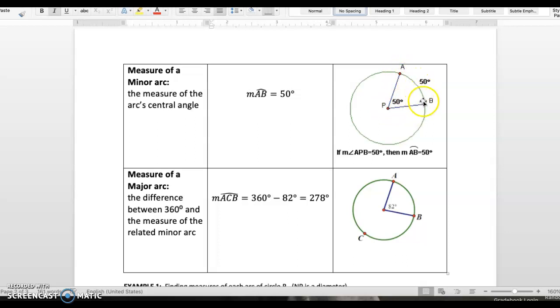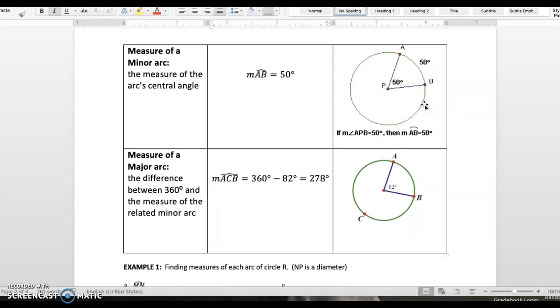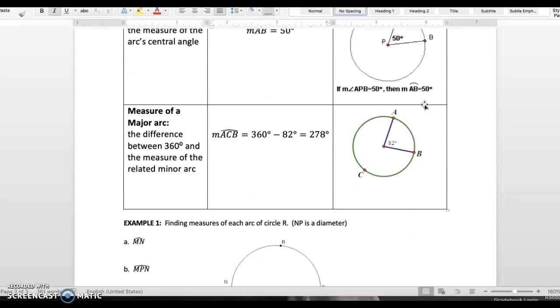So that means this green portion that I'm showing you right here of the circle takes up 50 degrees out of that total 360 on the outside of our circle. To find a major arc, you're normally going to be given just the measure of a minor arc. So we have minor arc AB, and I know that the minor arc A to B is 82 degrees because its central angle is 82 degrees.